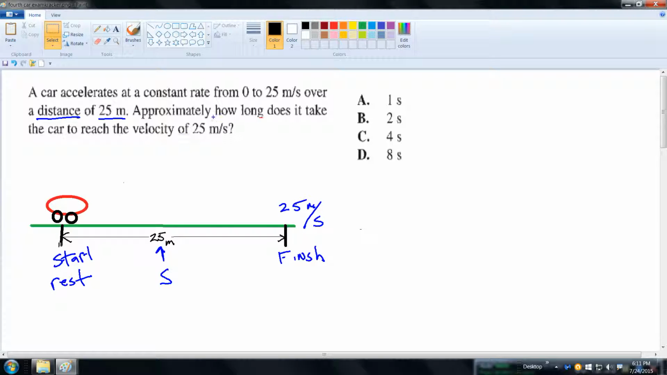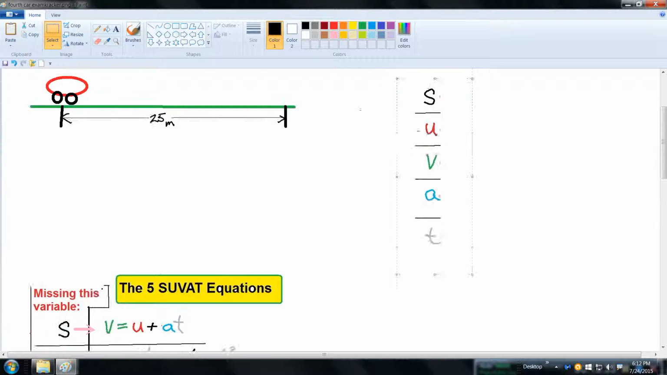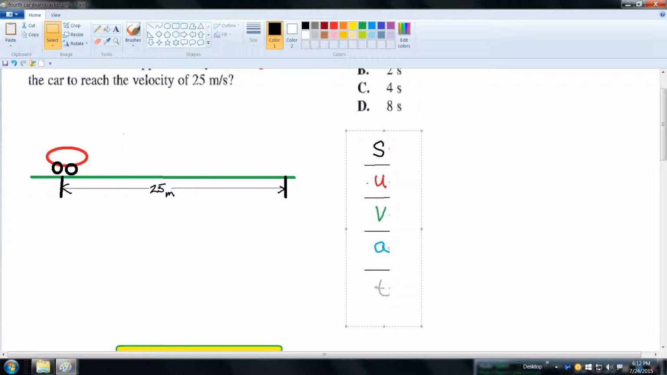And what are we looking for? How long? So we're looking for time. Okay, so we've got 3 out of the 4 unknowns. So let's pull up our little SUVAT. Step 1 is to write SUVAT vertically. Step 2 is to fill in the information.